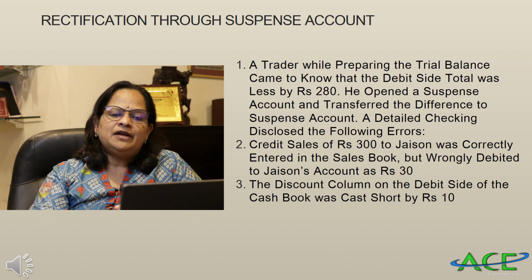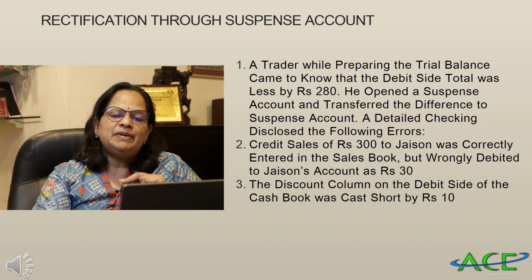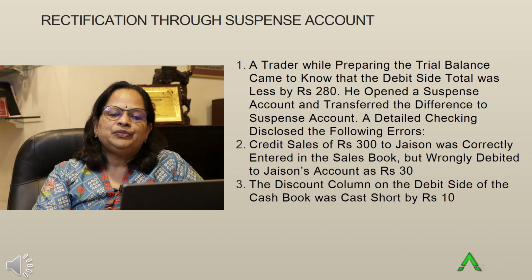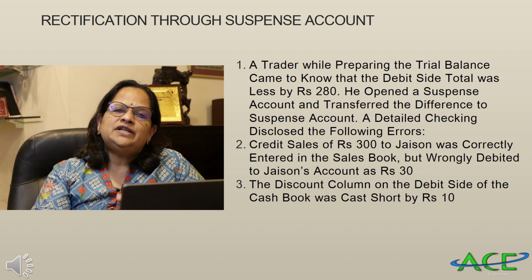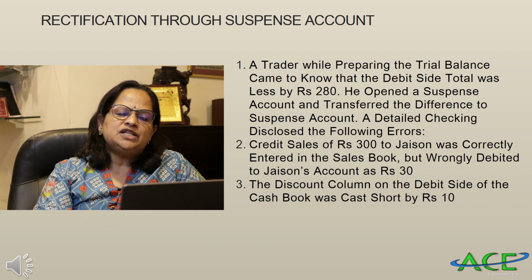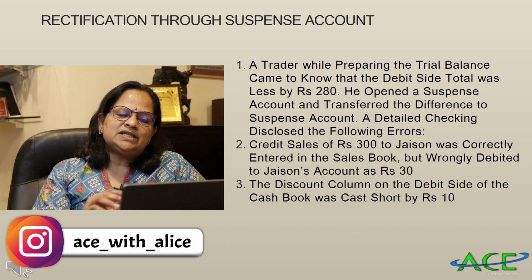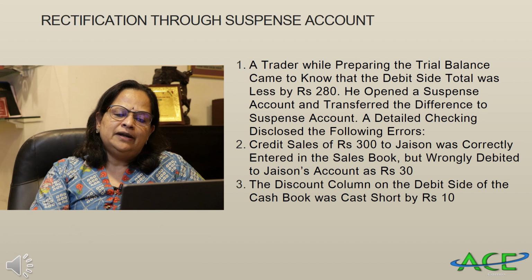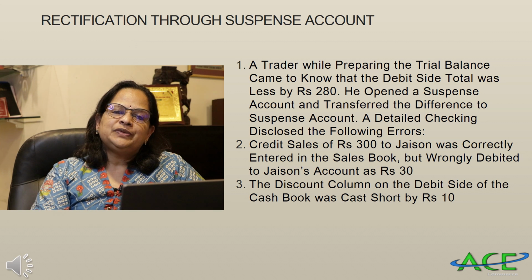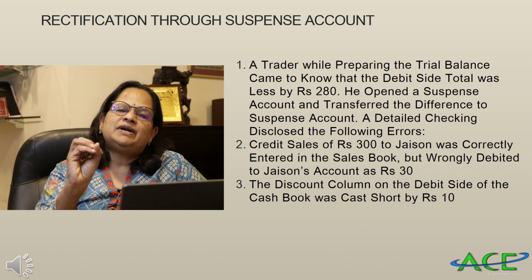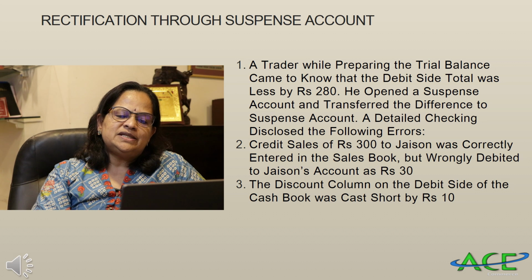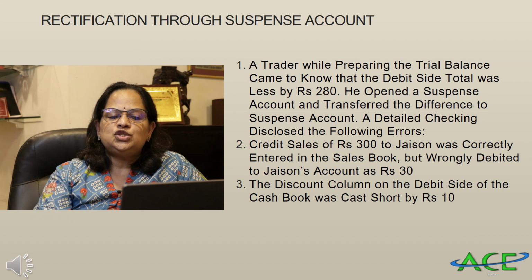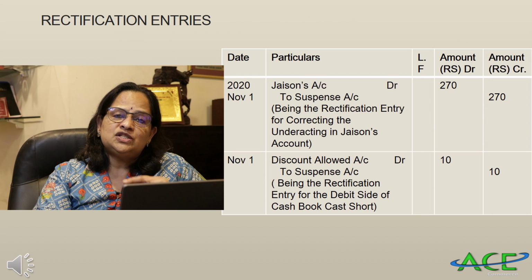So here a trader, while preparing the trial balance, came to know that the debit side total was less by rupees 280. He opened a suspense account and transferred the difference to the suspense account. A detailed checking disclosed the following errors. So first one, what is the error? Two errors he located. One is credit sales of rupees 300 to Jason was correctly entered in the sales book but wrongly debited in Jason's account as 30. See, the actual sales to Jason was 300 but we are taking the value as 30. Next is the discount column on the debit side of the cash book was cast short by 10 rupees. So these are the two errors they have located.